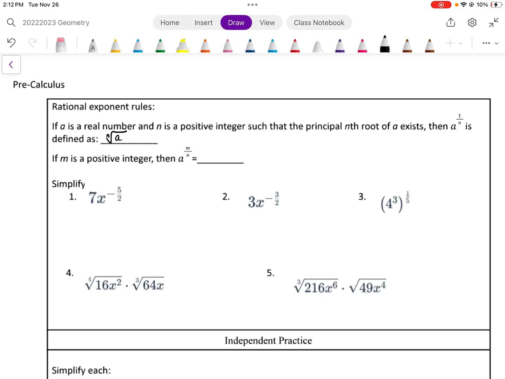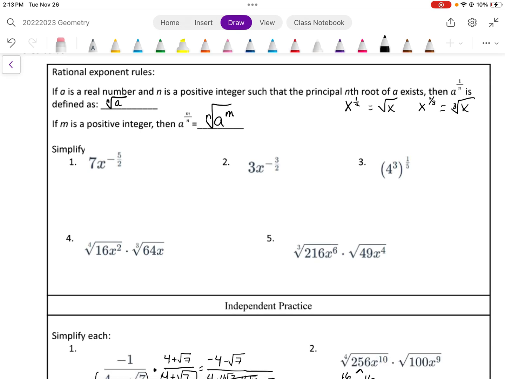So for example, if I had x to the 1/2 power, that's the same thing as the square root of x. If I had x to the 1/3 power, that's the same thing as the cube root of x. Pretty simple. Or vice versa. If m is a positive integer, then a to the m over n power is a to the nth root, and I'd have m as my power. Okay. So we're going to simplify these.